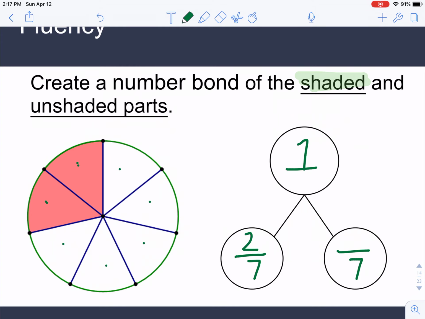Well, now we need to count how many are unshaded. 1, 2, 3, 4, 5. And so we know that 2/7 plus 5/7 equals 7/7, which is also called 1 whole.